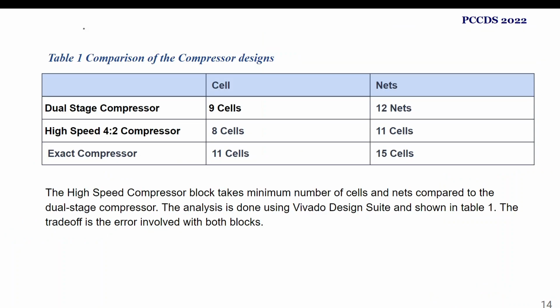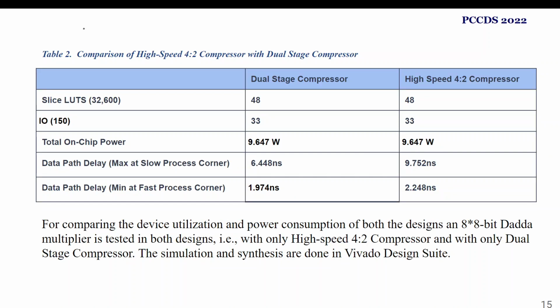So this is a comparison table of what I explained in the previous slide. So we can conclude the proposed designs are more area and power efficient. The high speed compressor block takes the minimum number of cells and nets compared to the dual stage, and the analysis is done using Vivado. For comparing the device utilization and power consumption of both designs, an 8 cross 8 bit data multiplier is tested in both designs, that is with only the high speed 4:2 compressor and with only the dual stage compressor. The simulation and synthesis are done using Vivado.